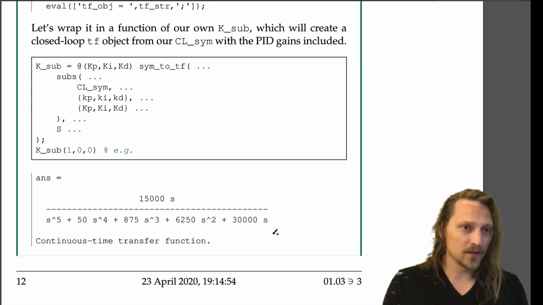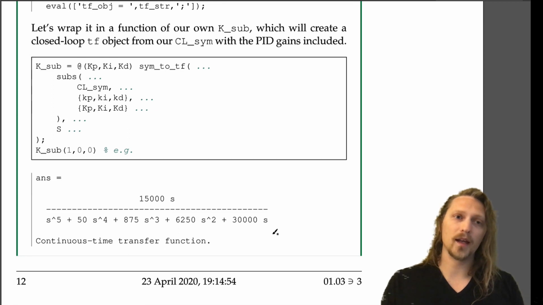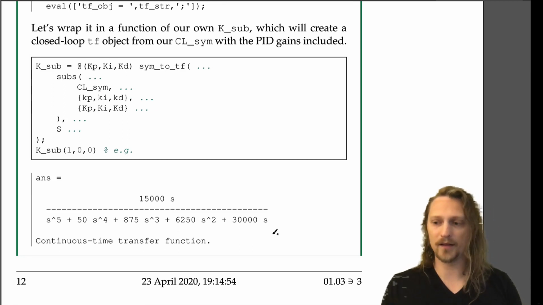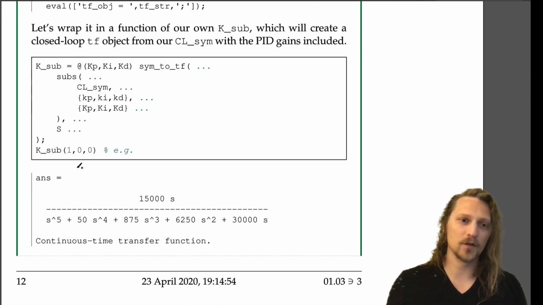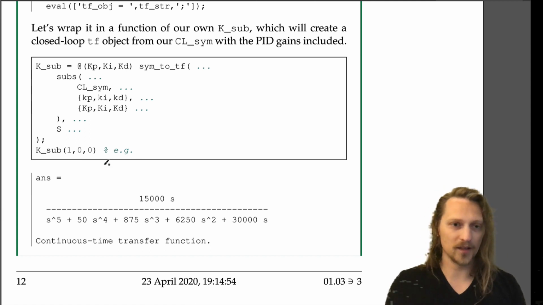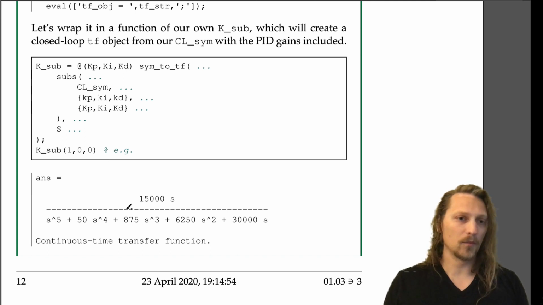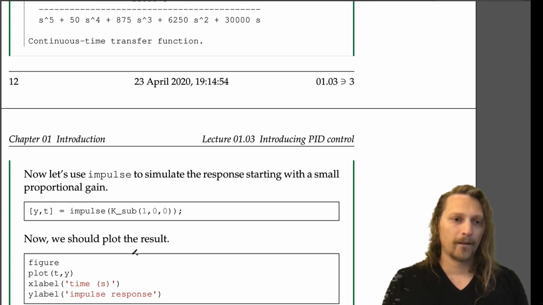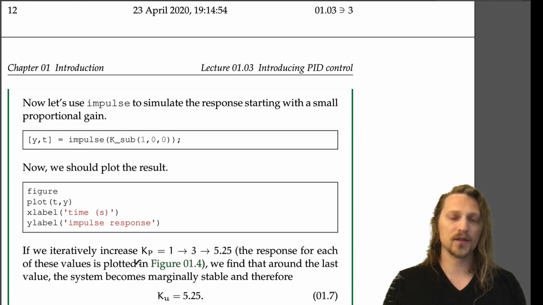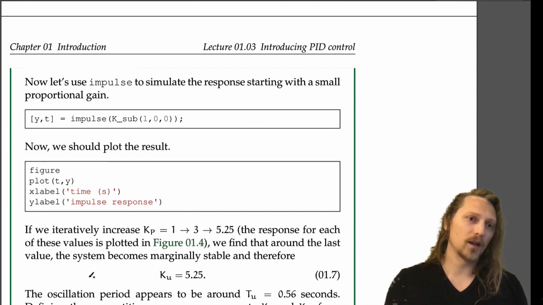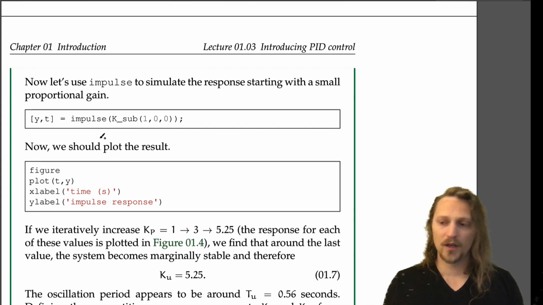And I just printed it out here. So that's nice because now we can simply call Ksub, and we can take the gains that are used, plug them in, create a transfer function object, and we can do things like simulate what the response would look like with this TF object. So now let's use impulse to simulate the response, starting with a small proportional gain. So we start out and we just say, okay, let's find the impulse response, which is valid.